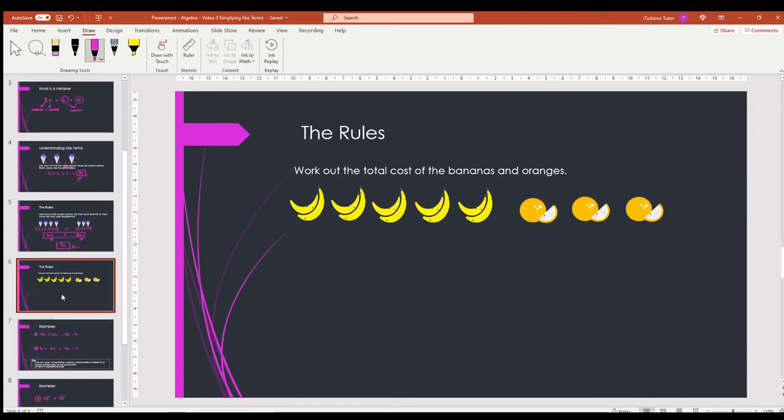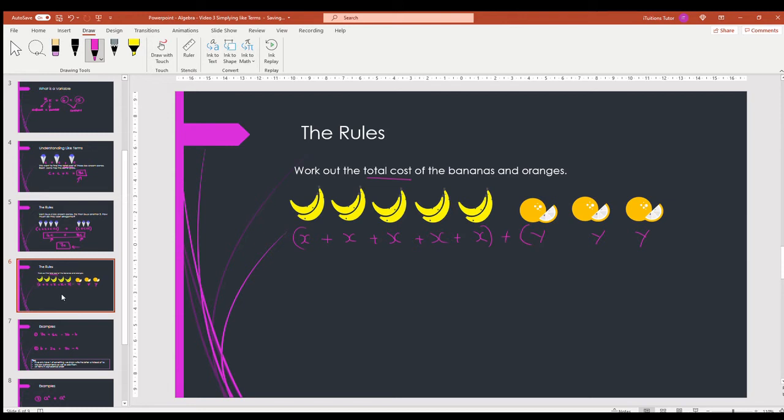In the next example, we've got 2 different kinds of fruits here. We've got some bunches of bananas and we've got some oranges. And we want to work out the total cost of the bananas and the oranges. So I'm going to start by assigning a variable for each kind of fruit. I'm going to use the letter X for the bananas. And I'm going to use the letter Y for the oranges. And because I want to find the total cost, I need to add these up.